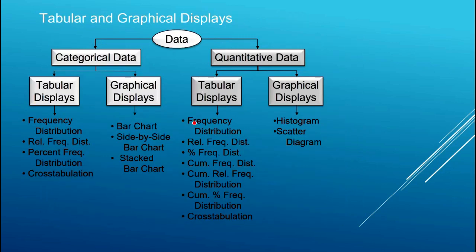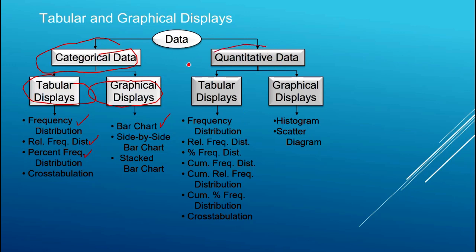So here's an overall schematic of what you've learned in Chapter 2. We've covered categorical data and the appropriate tabular displays and graphical displays for categorical data. The ones that are most important to me are the frequency distribution. It's not a difficult move to get to the relative and percent frequency distributions. And then for a single variable, we looked at bar charts. That was in the first video.